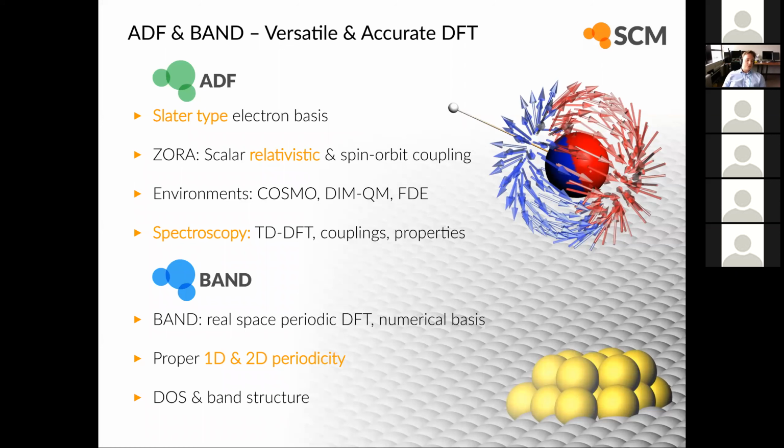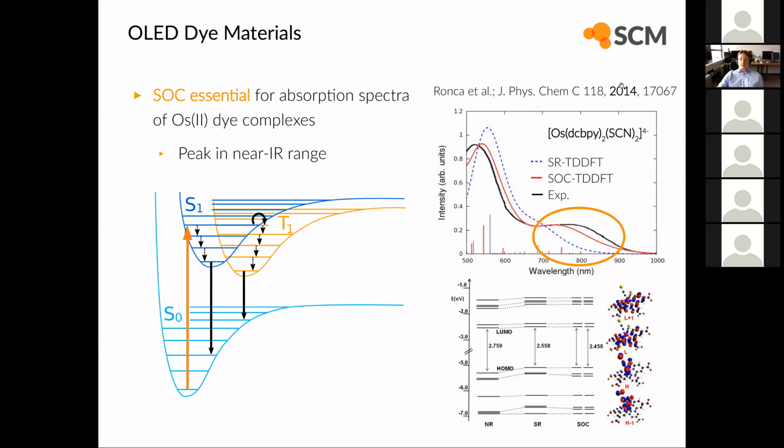And together with a proper treatment of relativistic effects, so scalar relativistic and spin-orbit coupling effects, this allows one to accurately describe heavy atoms, so heavy chemical elements. An example where this is of advantage is this study here, where the researchers looked at an osmium dye complex, an OLED material in principle, and they found that it requires actually spin-orbit coupling treatment in order to get qualitatively correct results. You can see this here on the right side.